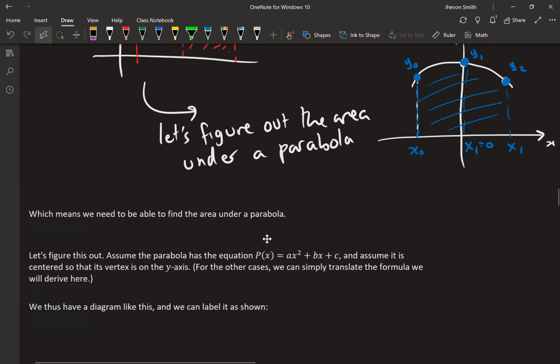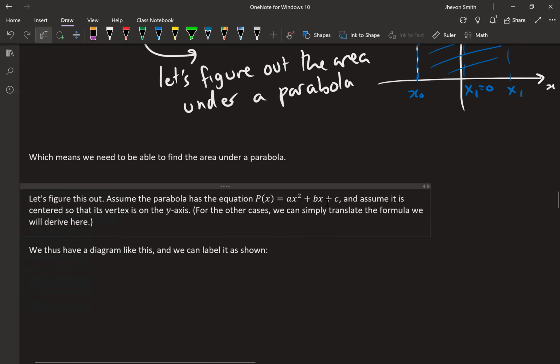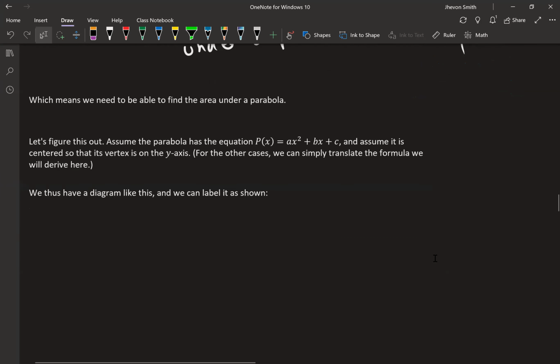We're going to cheat and we're going to use calculus. We're going to actually use the antiderivative. So pretend the equation for this parabola is ax squared plus bx plus c, right? And we're assuming it's centered so that the vertex is on the y-axis. Of course, we can translate the answer.